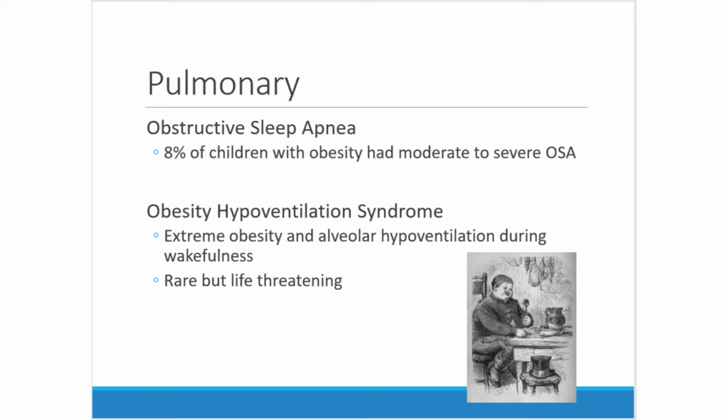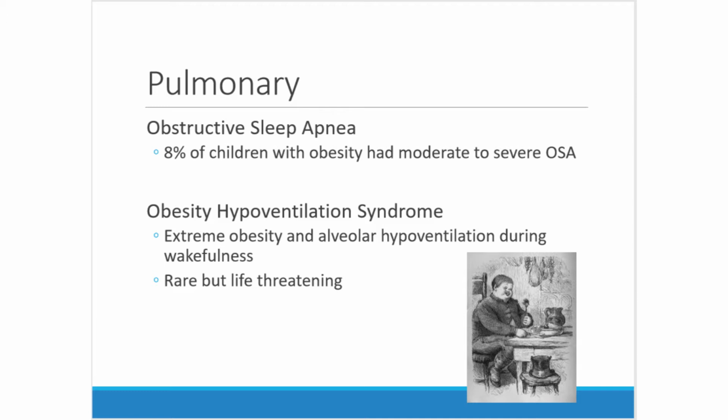Pulmonary, again, like I said, I'm touching base on a lot of these because I want to get to diabetes because that's what I do. So just so you know. But obstructive sleep apnea, again, 8% of children with obesity have moderate to severe obstructive sleep apnea. So we know how adults feel when they have obstructive sleep apnea. So it's a problem for these children.